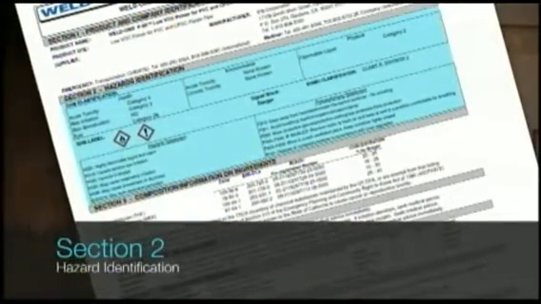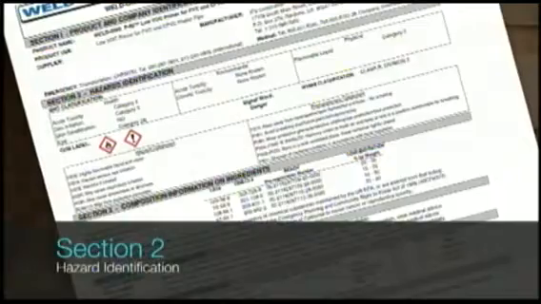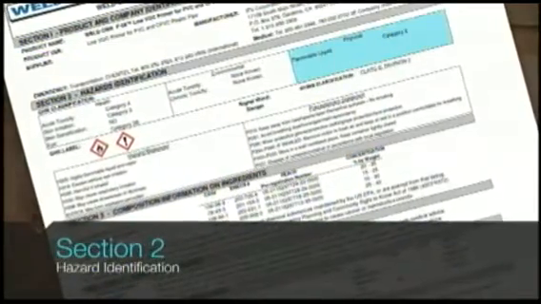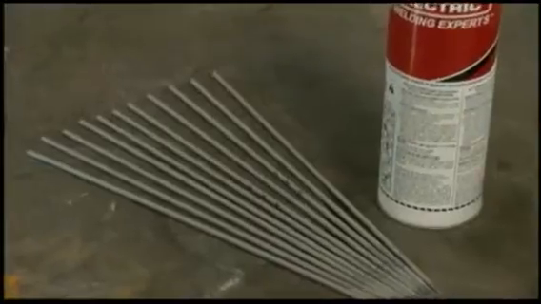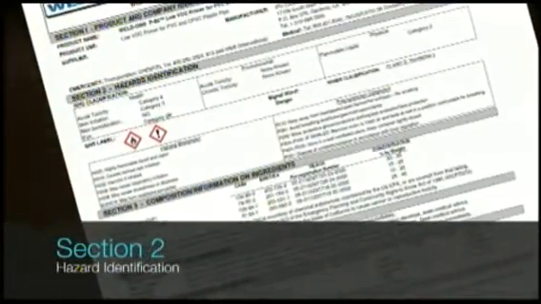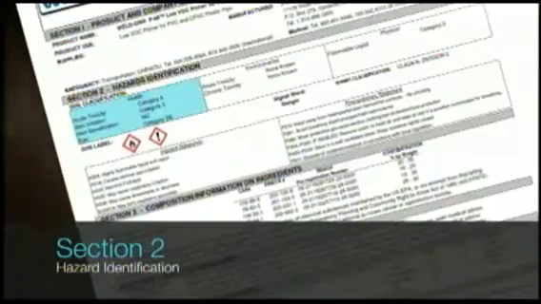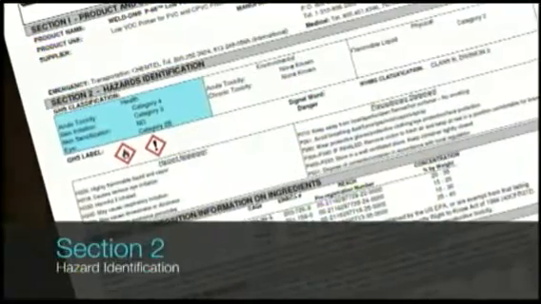Section 2, Hazard Identification. This section requires a more detailed explanation. In it, you'll find that the chemical is classified according to the nature of the physical hazards, such as a flammable solid, or health hazards, such as a respiratory sensitizer. Where it's appropriate, this section will also show a hazard category or subcategory by a number, or a number and a letter. The bottom line, the lower the number, the higher the hazard.